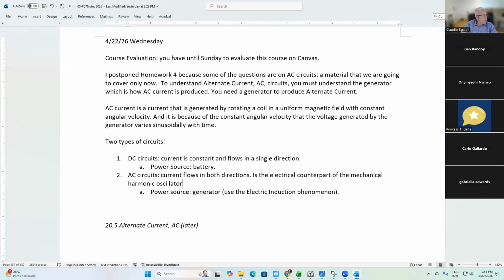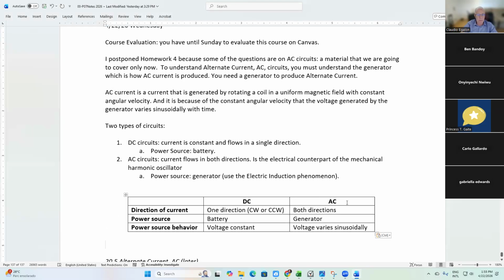And here is a table comparing those two circuits. DC circuit, direction of the current: one direction, either clockwise or counterclockwise. AC circuit, the current flows in both directions. At a given instant it is flowing in one direction, it stops, becomes momentarily zero, and then starts flowing in the other direction. Bouncing back and forth. That's what an AC circuit is all about.